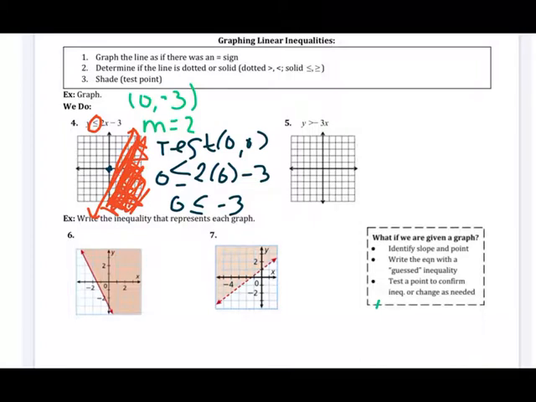So graph the line by finding the y-intercept and using your slope. Identify if that line is going to be solid or dotted, and then pick a test point. I'm going to go back and erase this point because that point did not work. I want to make sure it's not a part of my solution.